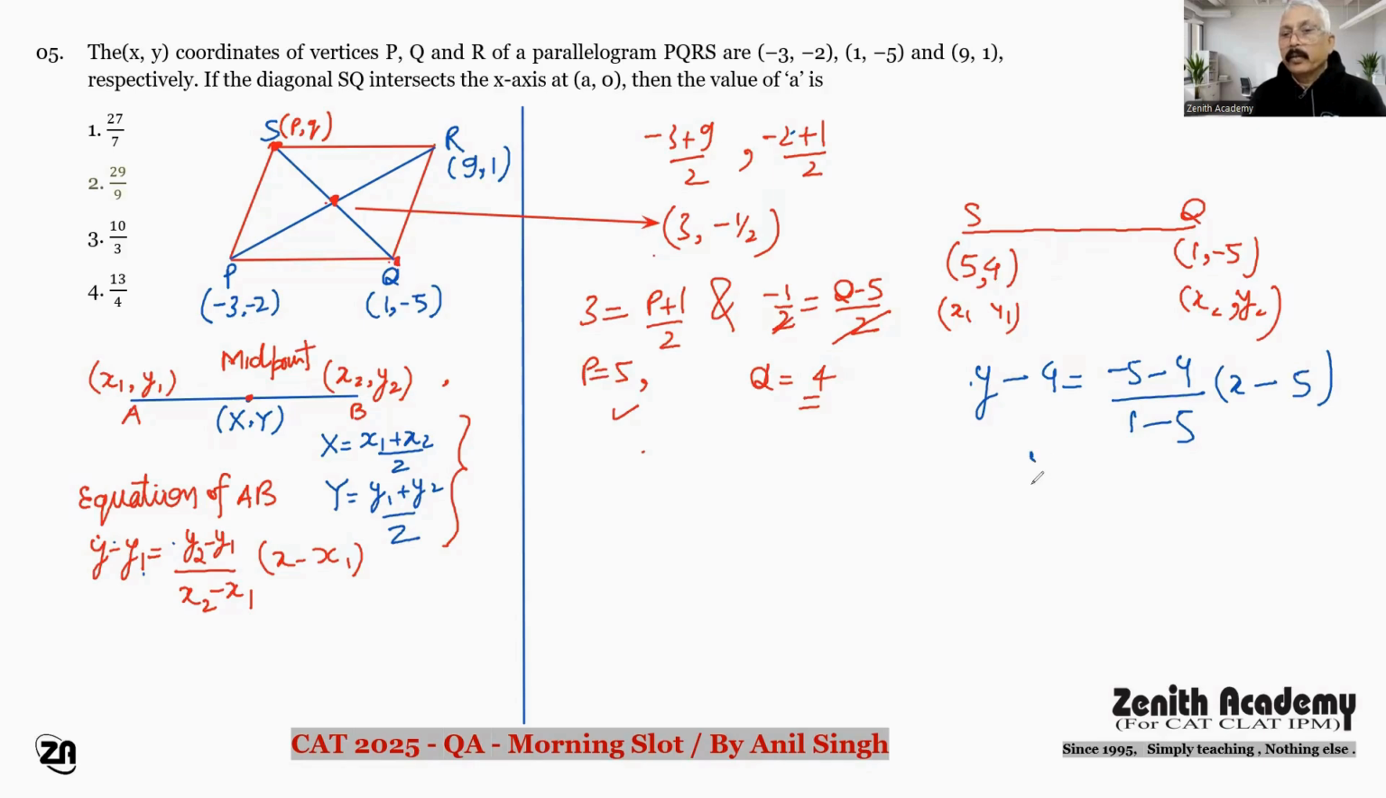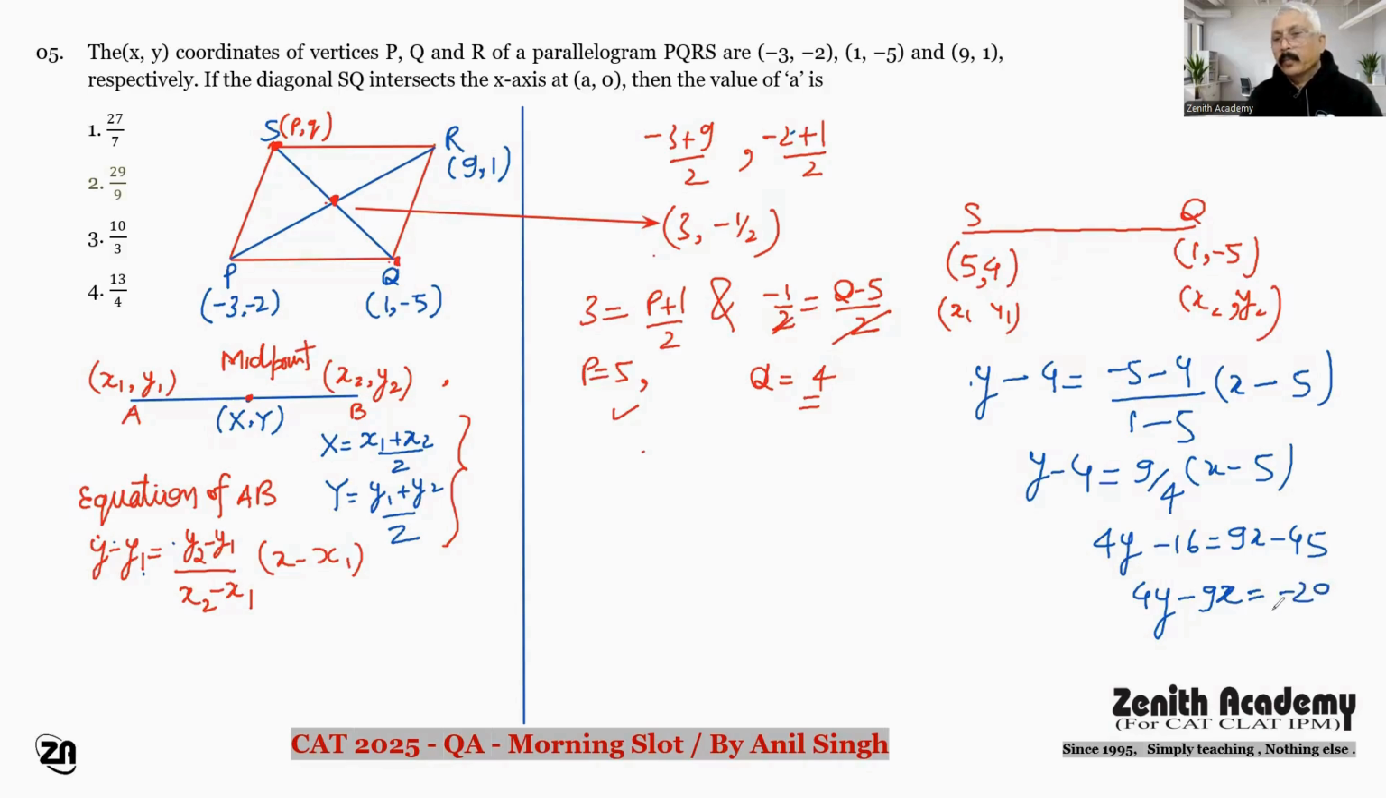So now simplify it. y minus 4 is equal to minus 9 upon minus 4, so basically it is 9 by 4, minus minus cancel. This is x minus 5. This is 4y minus 16, and here it is 9x minus 45. So now 4y minus 9x is equal to minus 29. Correct? This is the equation.